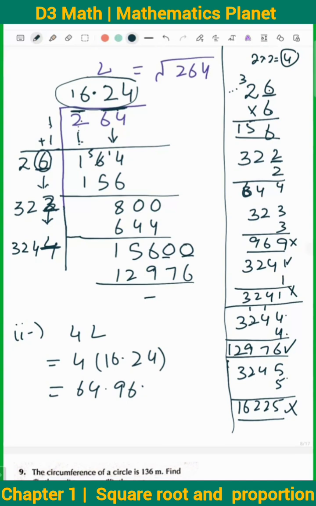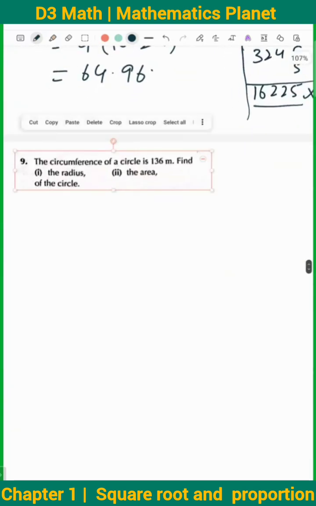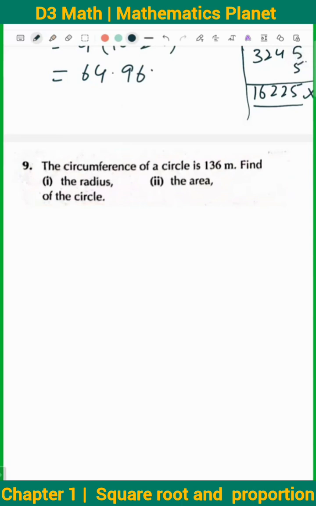Okay. Circumference of the circle is 136 meter. Find the radius and area. Okay. Yes, Mohammed? You also try to understand this question. This is not that difficult.